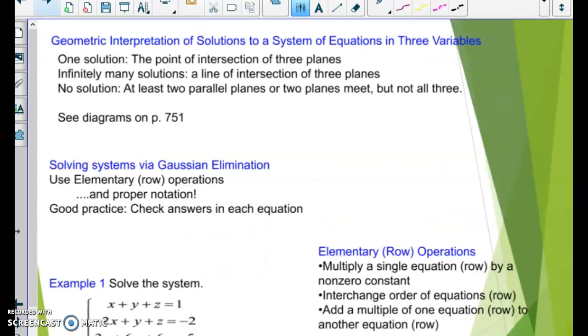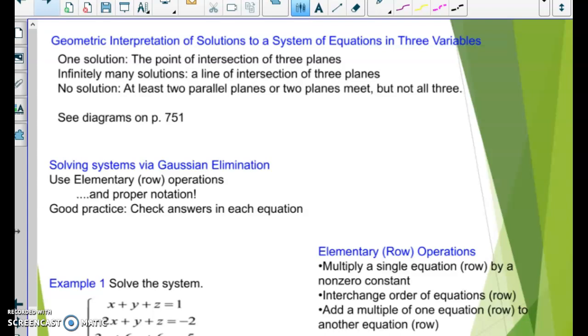Geometric interpretation of the solution of a system of equations in 3 variables. One solution means a point of intersection of 3 planes. So we have 3 planes intersecting, they all intersect at the same point. Infinitely many solutions means there's a line. So we have 3 planes and they're meeting at the same line. And no solution is at least 2 of the planes don't meet.